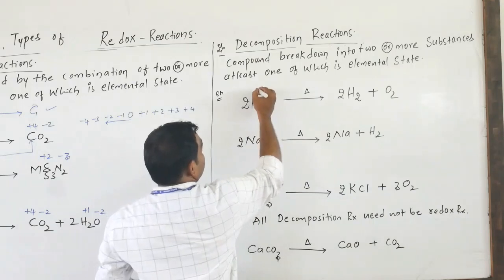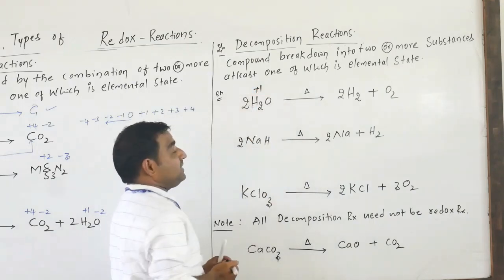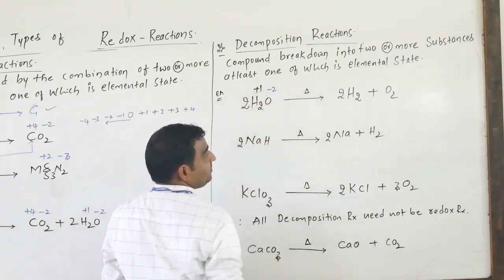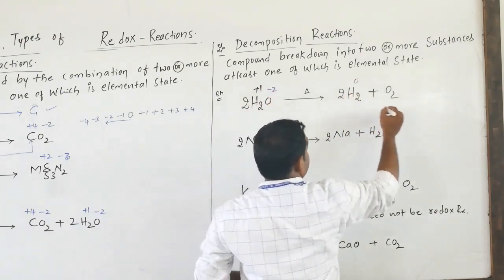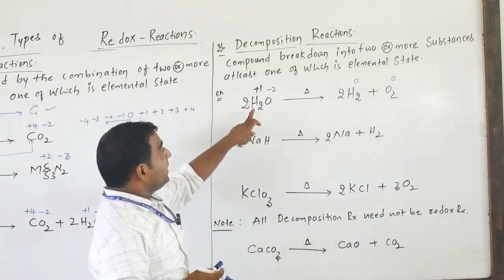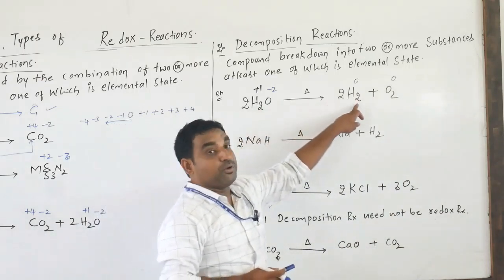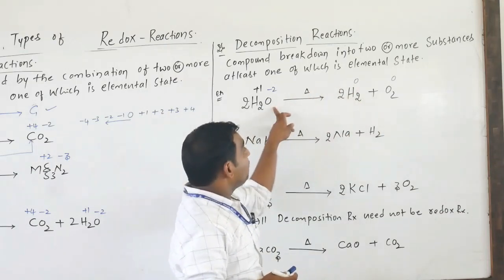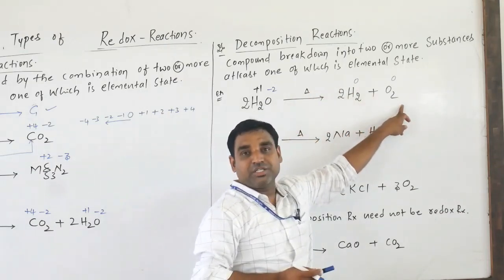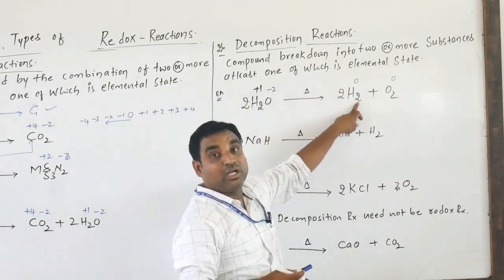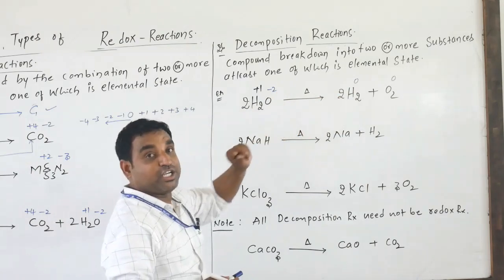Now hydrogen has a +1 charge, oxygen has a -2 charge. In elemental nature, hydrogen and oxygen are 0, 0. So here +1 is converted into 0 and -2 is converted into 0. -2 converted into 0 means an increase in oxidation number, so oxidation has taken place. +1 to 0 is a decrease, so reduction has taken place.